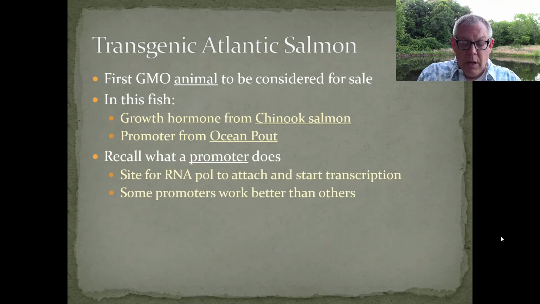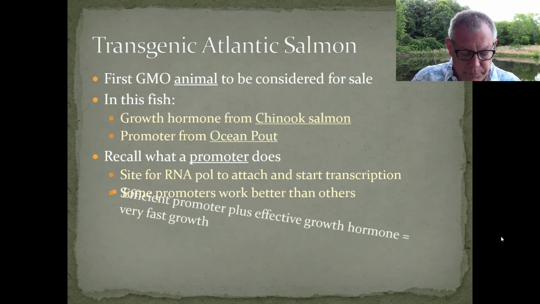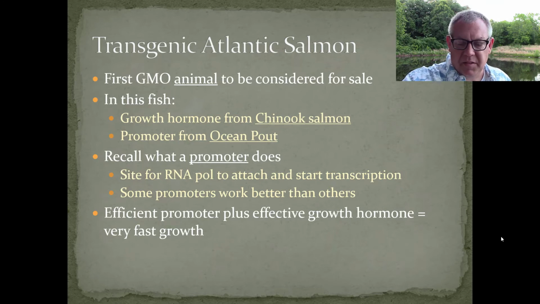This promoter came from a different species, this ocean pout, which is a different fish species. Recall again what the promoter does. That's where the RNA polymerase binds and starts transcription. We said earlier that one way to control genes is to control the binding of RNA polymerase. Some promoters work better than others, and some are better at binding RNA polymerase. This happens to be a very good promoter. By putting this good promoter in front of this good growth hormone, not only can you produce this good hormone, you can produce more of it, and that's how you can get the fish to grow larger. So you get very fast growth in Atlantic salmon.